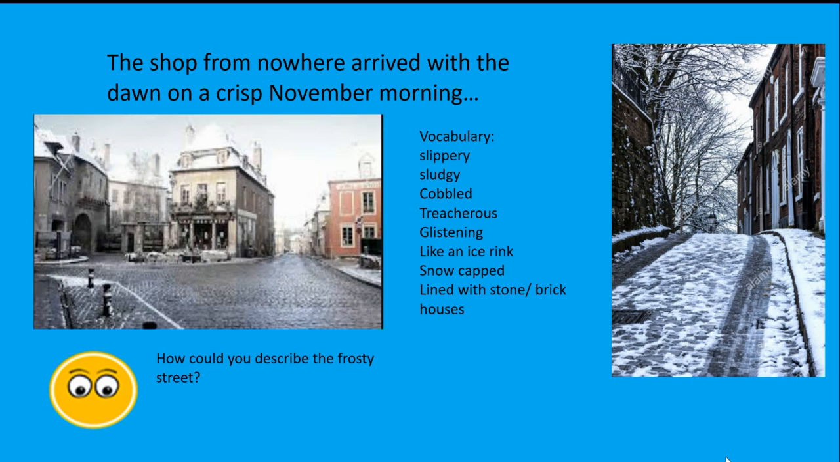And this is what I have got. I've got slippery ice, sludgy, cobbled, treacherous. It's quite dangerous to walk on it, isn't it? It's like an ice rink. Glistening. You could talk about the glistening icicles hanging from the pipes or from the windows, the snow-capped roofs. And we could talk about the street being lined with stone or even brick houses.